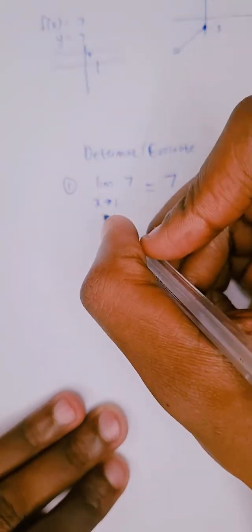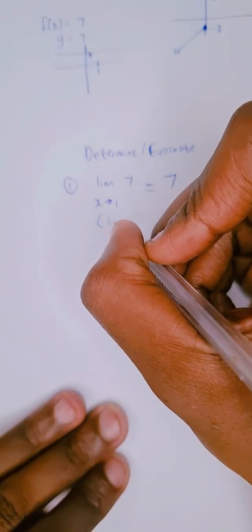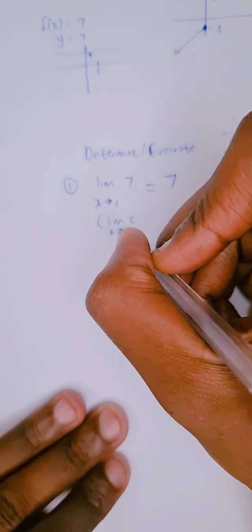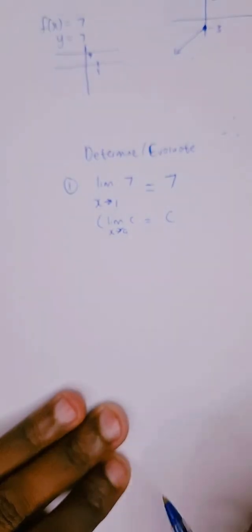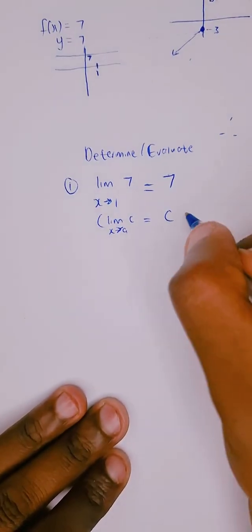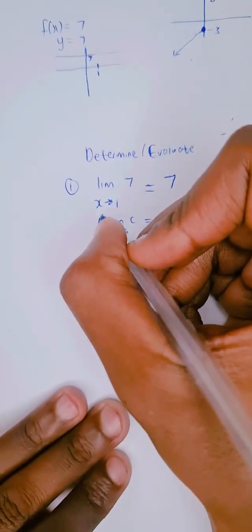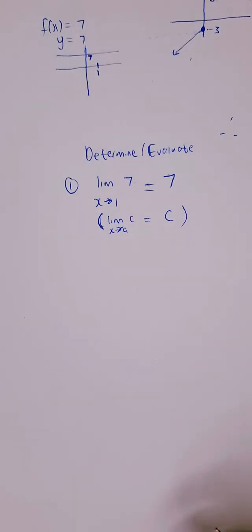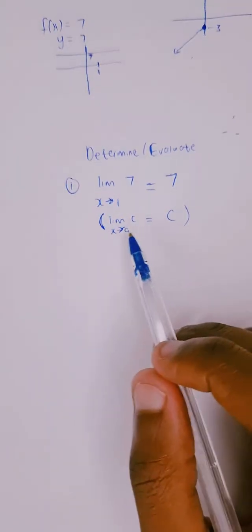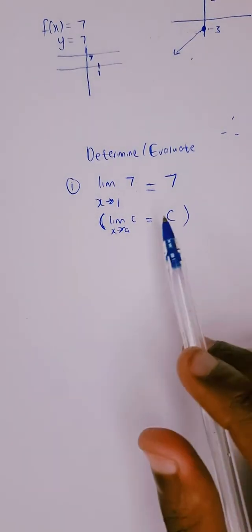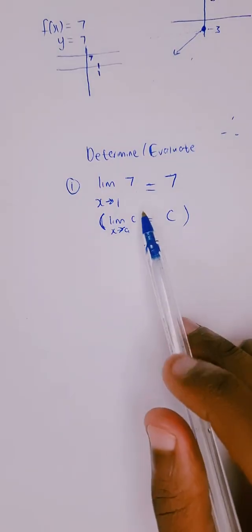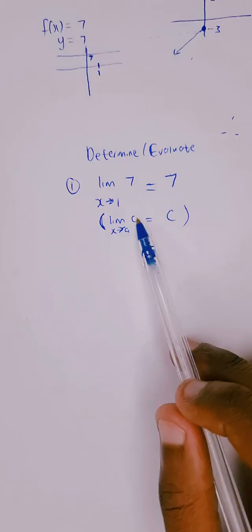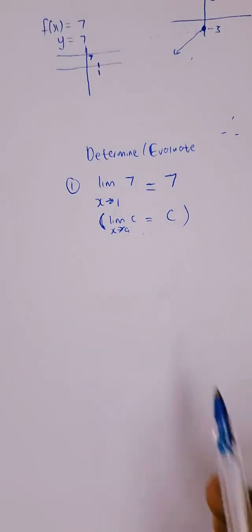So that's what gives rise to the idea that the limit of a constant is equal to that constant. That's where the concept of a limit of a constant is always going to give us that constant. Whatever value x is approaching or tending towards, the limit of a constant is equal to that constant.